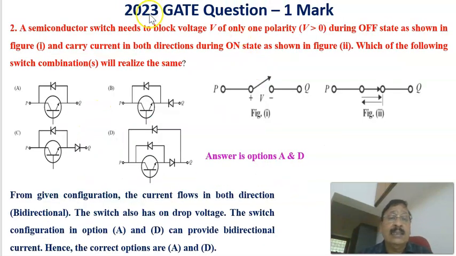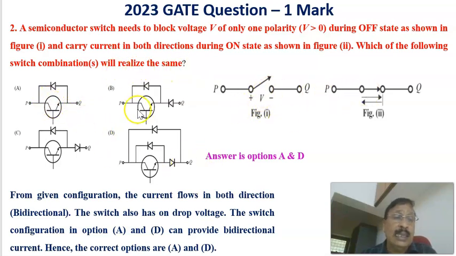Now, let us see the second question of 2023 GATE, that also carries 1 mark. Second question: a semiconductor switch needs to block voltage V of only one polarity, V greater than 0, during the off state as shown in figure 1, and carry current in both directions during the on state as shown in figure 2, current in both directions. Which of the following switch combinations will realize these two conditions?